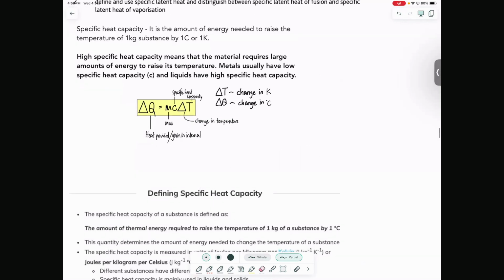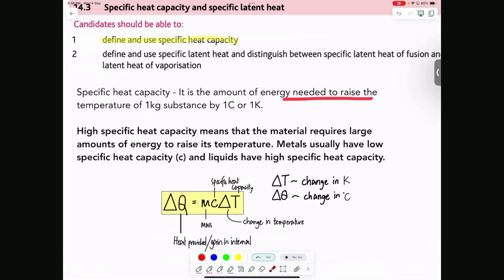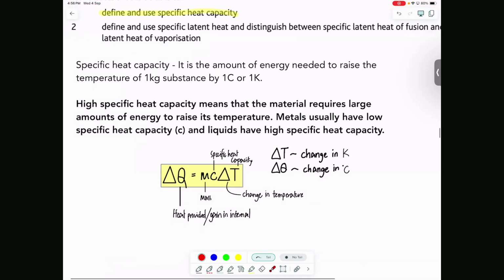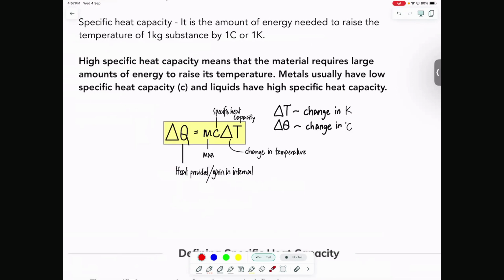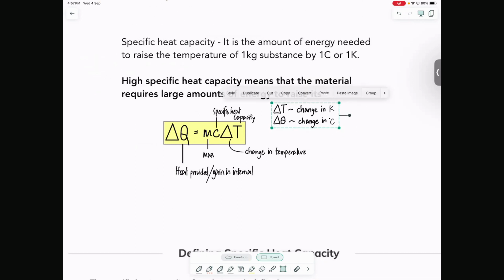So this is specific heat capacity. Specific heat capacity is the amount of energy needed to raise the temperature of 1 kg substance by 1 degree Celsius or Kelvin. There's something called heat capacity as well. Do you know heat capacity? Heat capacity is the amount of energy needed to raise the temperature of a substance by 1 degree Celsius or Kelvin. It's the capacity it has. That's capital C. This is small c. This is specific heat capacity, MC del T.